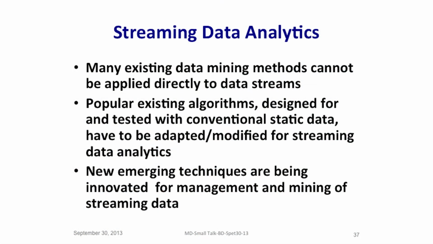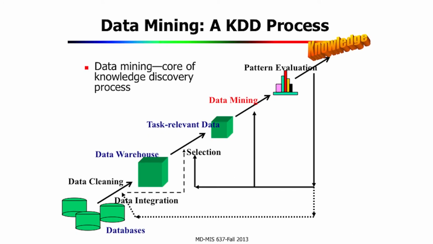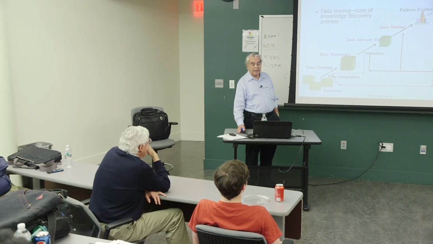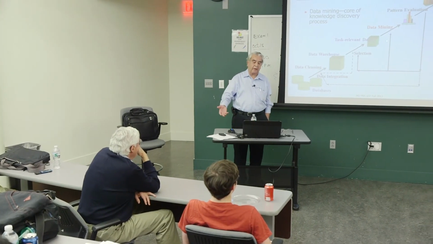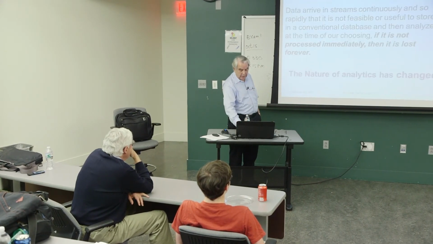Now a little bit about algorithms. Many existing data mining methods cannot be applied directly to data streams. I hope this is obvious, because when I do an artificial neural network, I design the architecture of the neural network, go through back propagation or whatever to calculate the coefficients or weights, then test it against data it never saw, calculate the error, come back and adjust the weights, and go through that many, many times. This is not possible anymore.